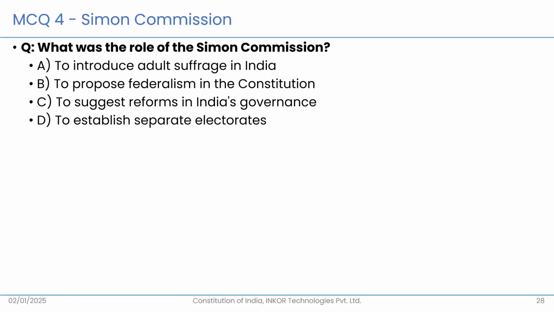Time for another question. What was the role of the Simon Commission? A. To introduce adult suffrage in India. B. To propose federalism in the constitution. C. To suggest reforms in India's governance. D. To establish separate electorates. Take a guess.